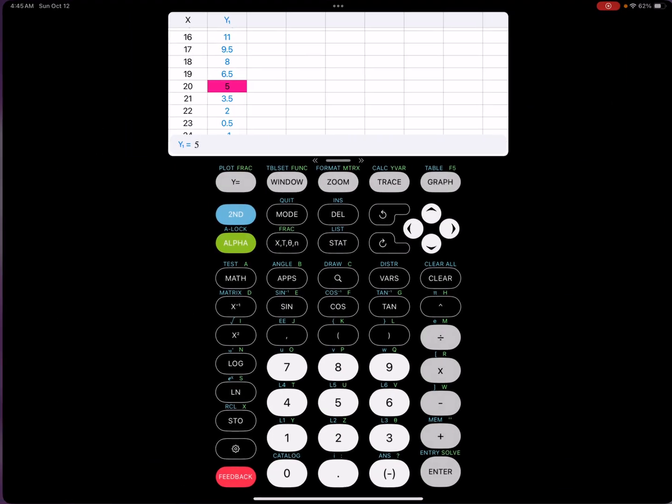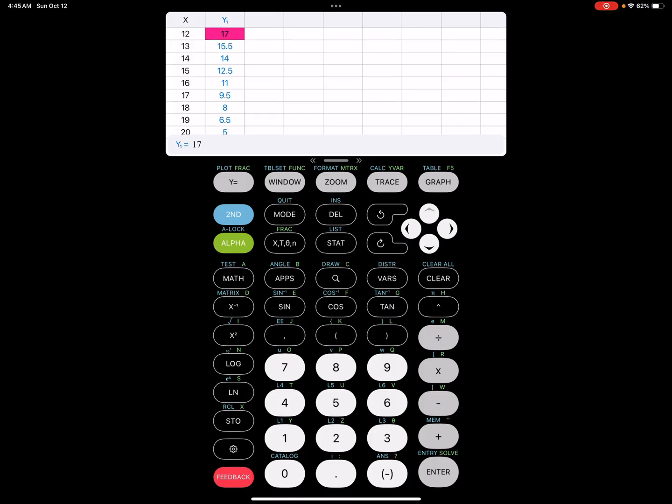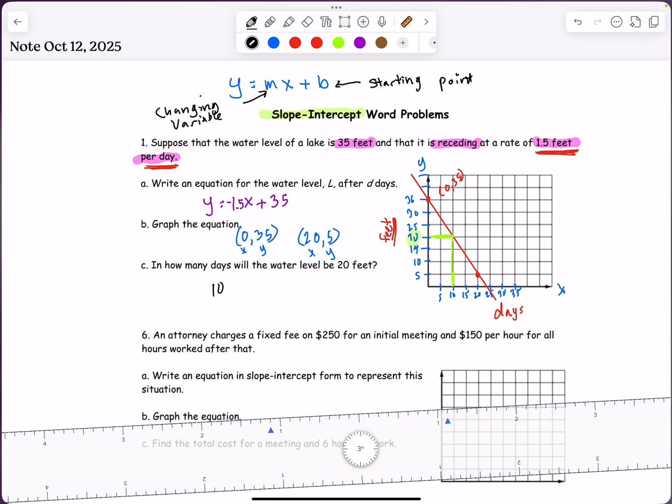You could also just bring up your table and you're going to go to 20 feet on the y and you're going to be like, okay, well, what number is that? Oh, I see. It's 10. All right. So you have different ways you could do it.